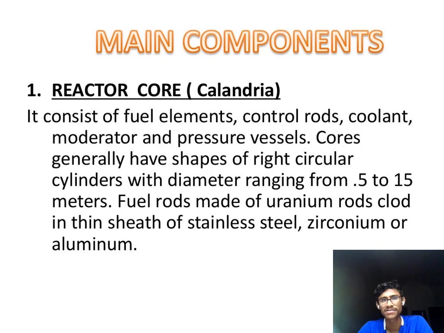Now let's understand one by one the main components of a nuclear power plant. The first part is the reactor core. It consists of fuel elements, control rods, coolant, moderator, and pressure vessels. Cores generally have the shape of right circular cylinders with diameters ranging from 0.5 to 15 meters. A fuel rod is made up of aluminum rods clad in a thin sheet of stainless steel, zirconium, or aluminum.